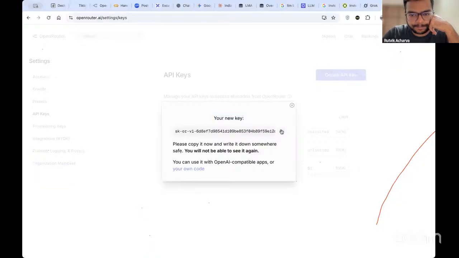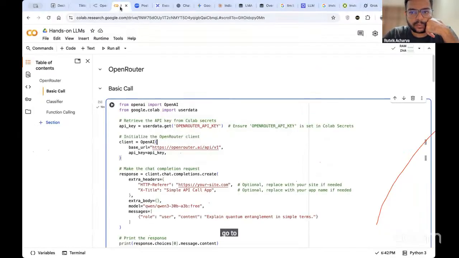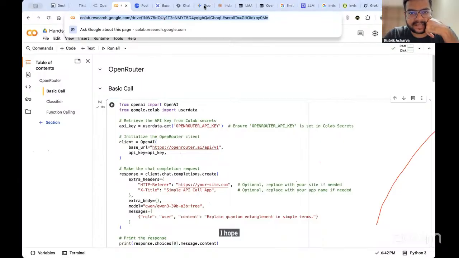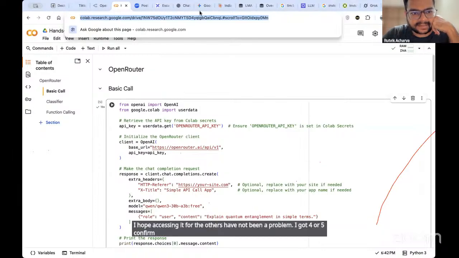Take this key, copy this, go to the Google Colab link that I have shared. I hope accessing it for the others has not been a problem. I got 4 or 5 confirmations that it is accessible. Others, please let me know.